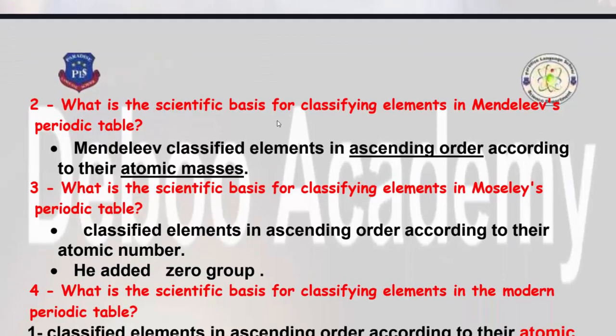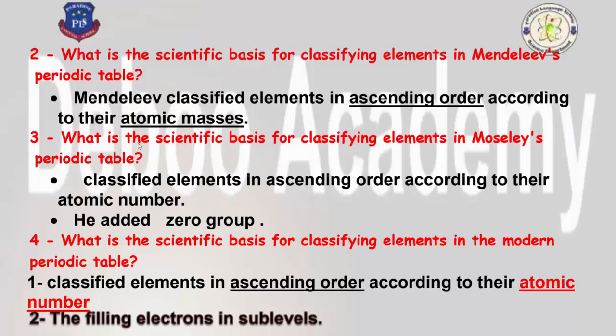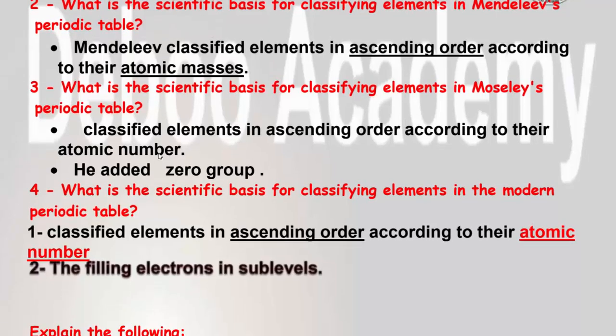What is the scientific basis for classifying elements in Mendeleev's periodic table? We said it before. Mendeleev classified elements in ascending order according to atomic masses. What is the scientific basis for classifying elements in Moseley's? We said Moseley arranged elements according to their atomic number. Also, he added the zero group to the periodic table. Here, Moseley: atomic number and added zero group.